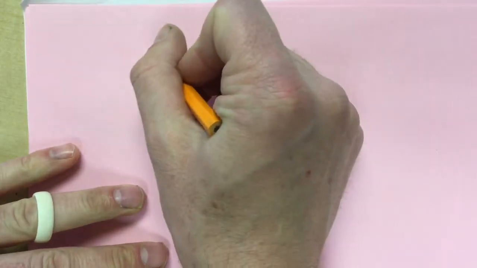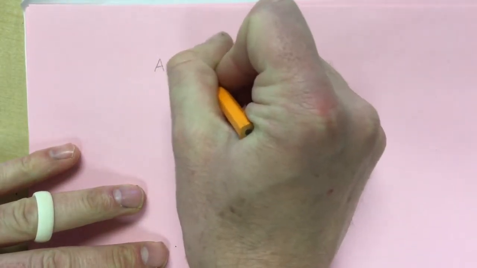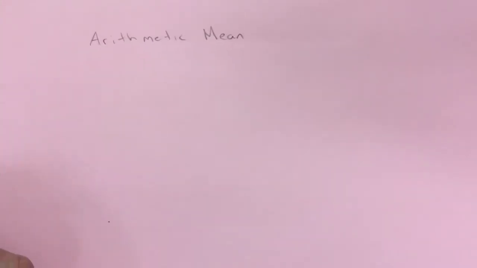Okay, the next two are a little trickier, but are dealing with a similar situation, but we have to drop a little vocab before we get into them. The first thing we need to talk about is the arithmetic mean. This is the mean that you've been dealing with since probably elementary school, where you add all of them up and you divide by how many there are.